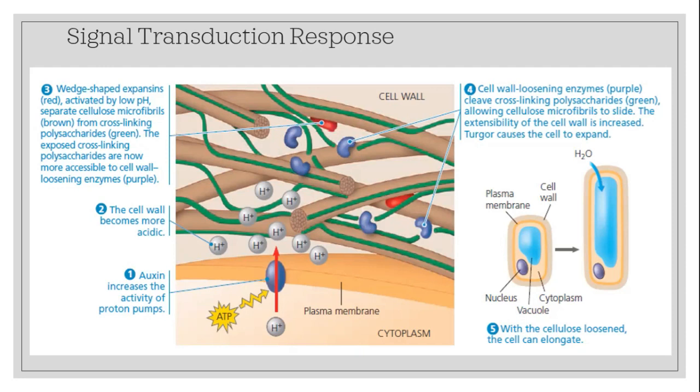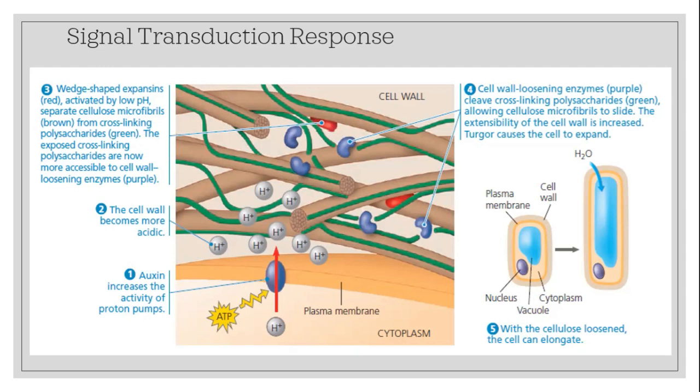These proton pumps will pump more hydrogen into the cell wall. As the cell wall gets more hydrogen, it becomes acidic. As the cell wall becomes acidic, it affects or activates expansin. These expansins will cut or loosen the cell wall microfibers of cellulose, and that will make the cell wall loose.